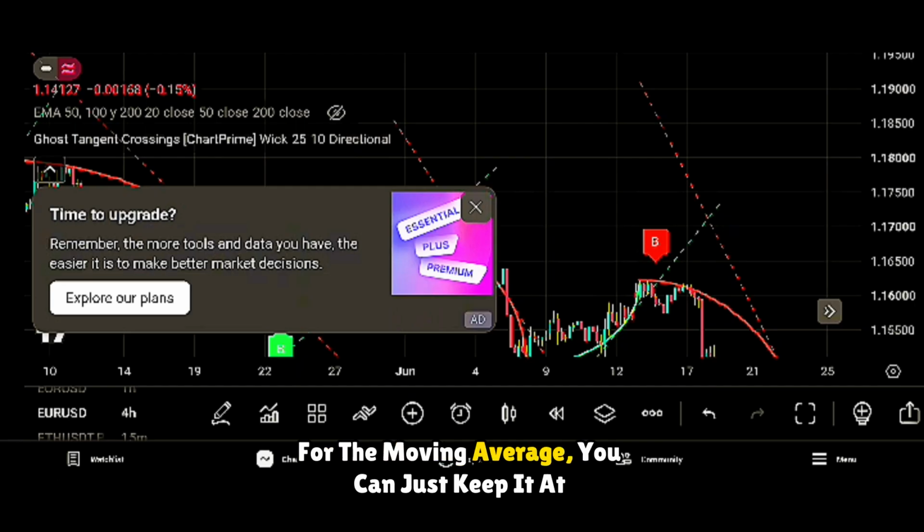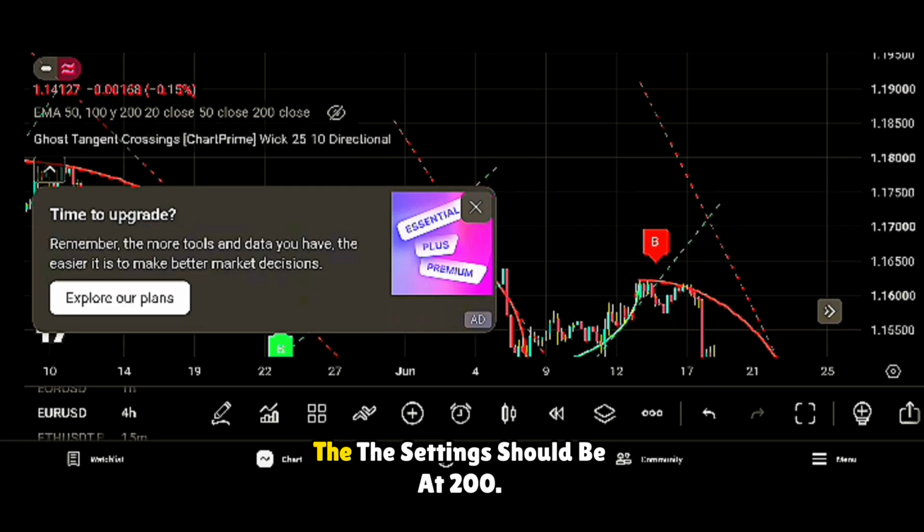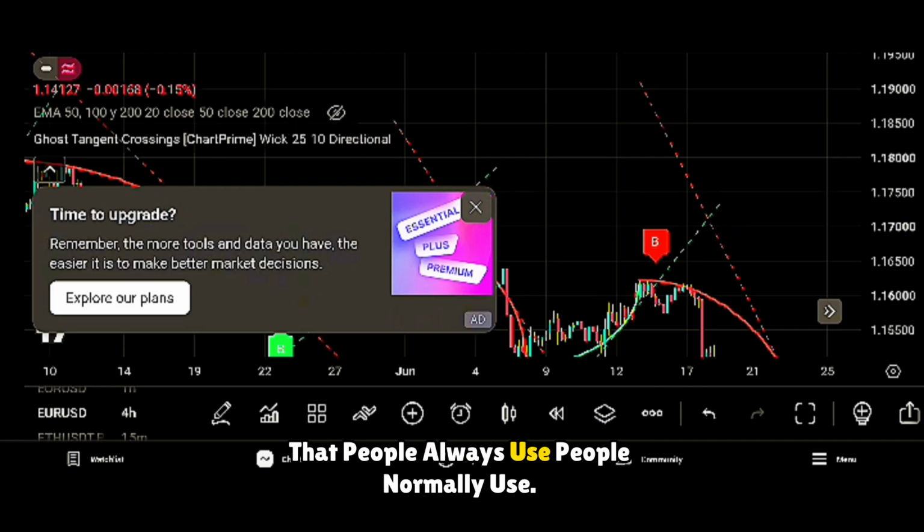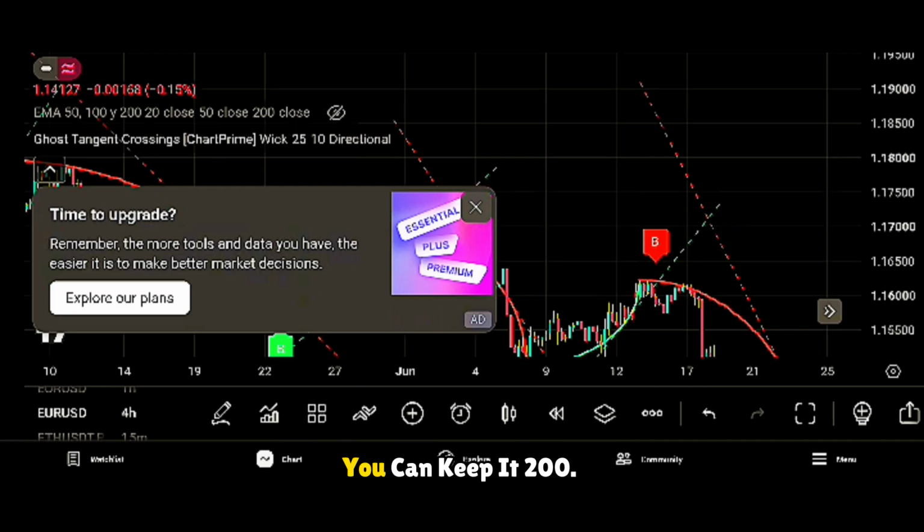For the moving average, the setting should be 200. That's one of the most common settings of the moving average that people normally use. You can keep it at 200. So let's set our moving average.